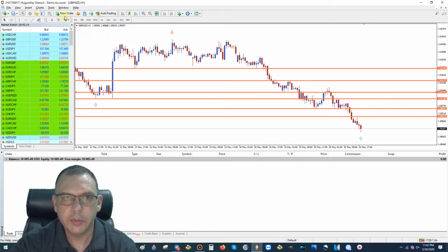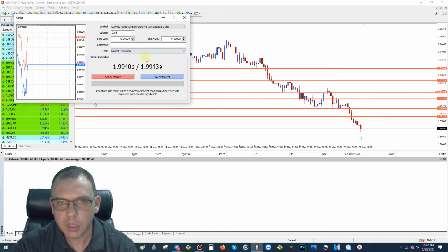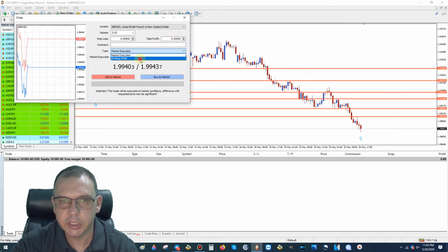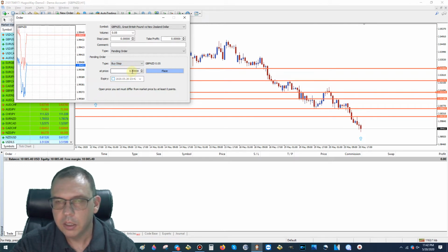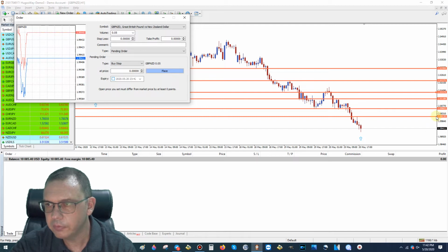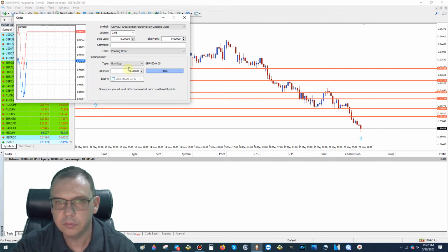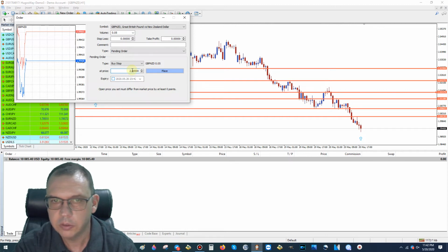We just go here to new order, and for the type of order, we're going to change it to pending order, and then we're going to select buy stop right here. And then for the price, I'm going to pick a price that's slightly above this line right here, and then I'm going to put a take profit that's slightly below this line. And how it's going to look is like this. I'm going to pick 2.00.